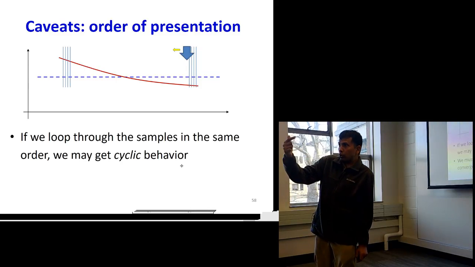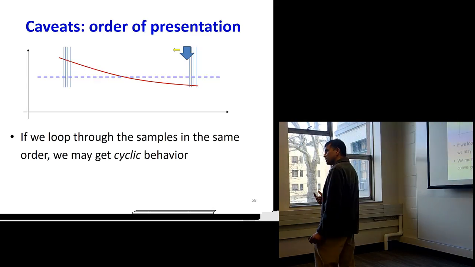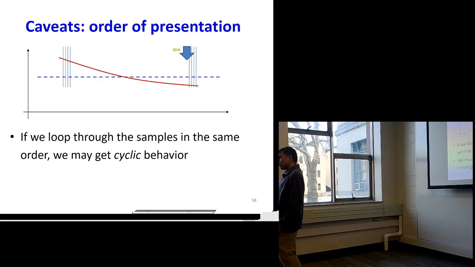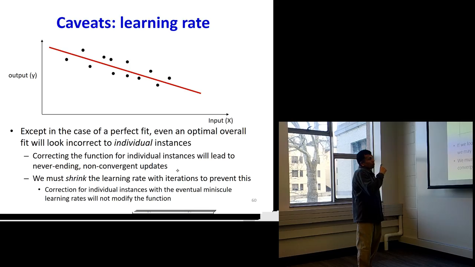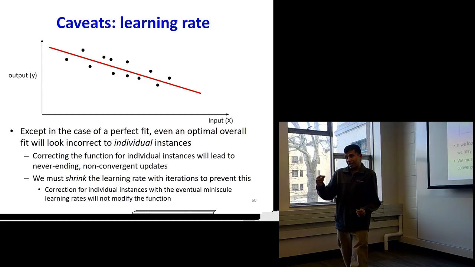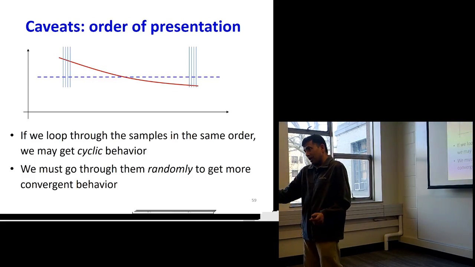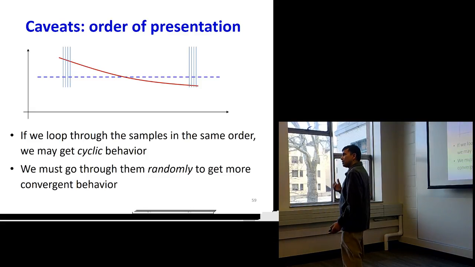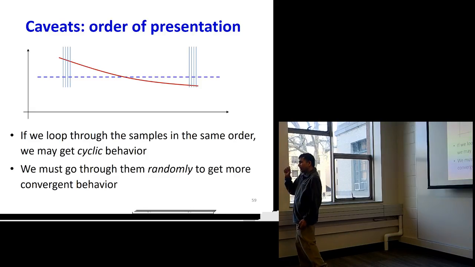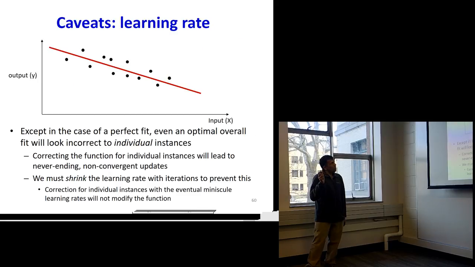So if I'm going through my training instances in the same pattern over and over again, you can end up with oscillatory behaviors which won't actually give you the function that you want. So this is only guaranteed to work if you go through all of your training instances in random order. Sometimes you pull something from here, sometimes you pull something from there, and keep adjusting all of these. So this business of adjusting after every single input is only guaranteed to work if the order of the inputs is randomized.